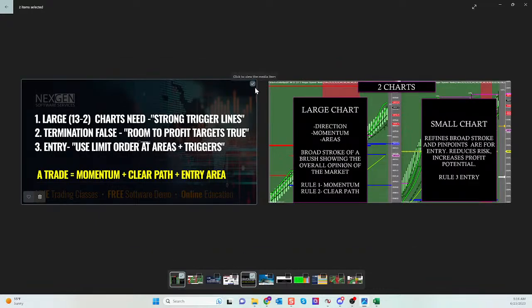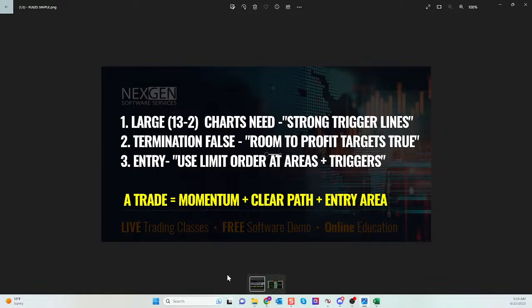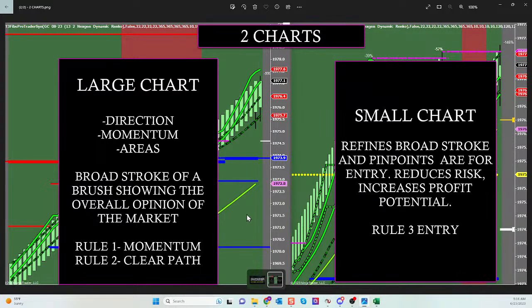A high probability trend trade only needs 2 charts to be successful with this trade. You're going to use a large chart to define direction. You're going to use this large chart to define momentum. That's rule number 1. When rule number 1 is met, you have the advantage of momentum. And you're going to define your areas using a large chart. Areas are going to determine whether or not rule number 2 is met, whether or not you have a clear path. This large chart is a broad stroke of a brush.